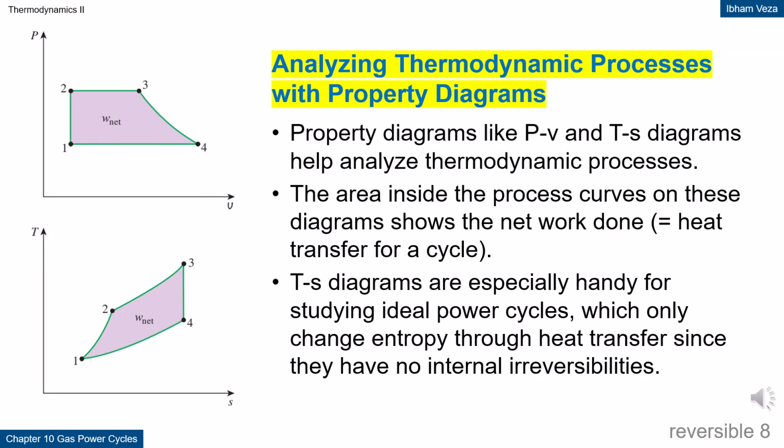Analyzing thermodynamic processes with property diagrams. PV and TS diagrams are used as visual tools to analyze thermodynamic processes. The area enclosed by the curves represents the net work or heat transfer in a cycle. For ideal cycles, entropy changes only due to heat transfer. This makes the TS diagram especially useful for analysis. With this graphical approach, the relationships among processes become easier to understand.